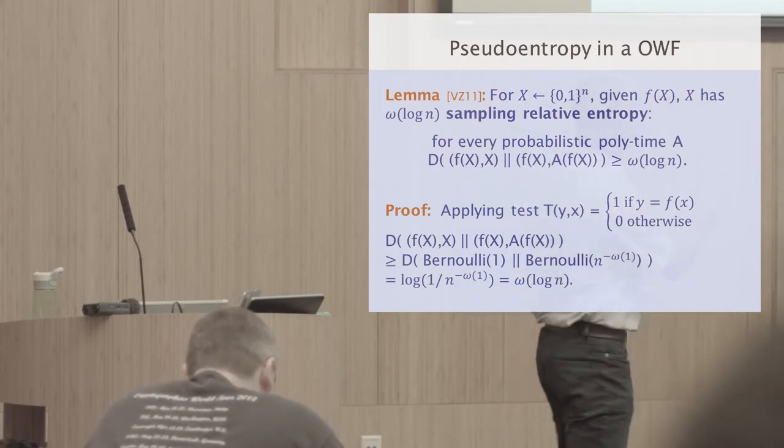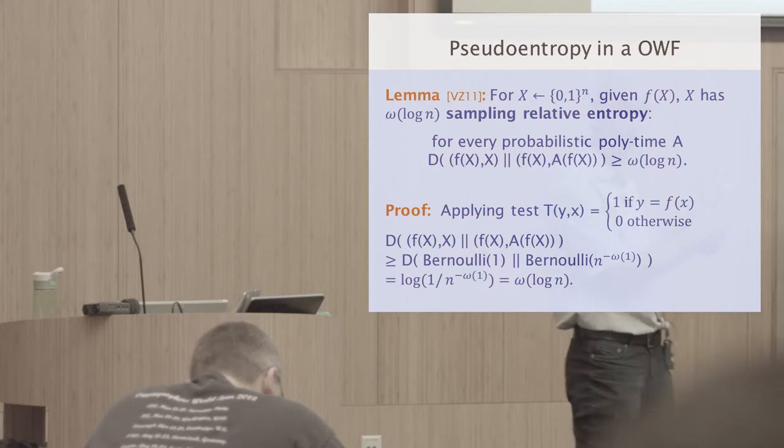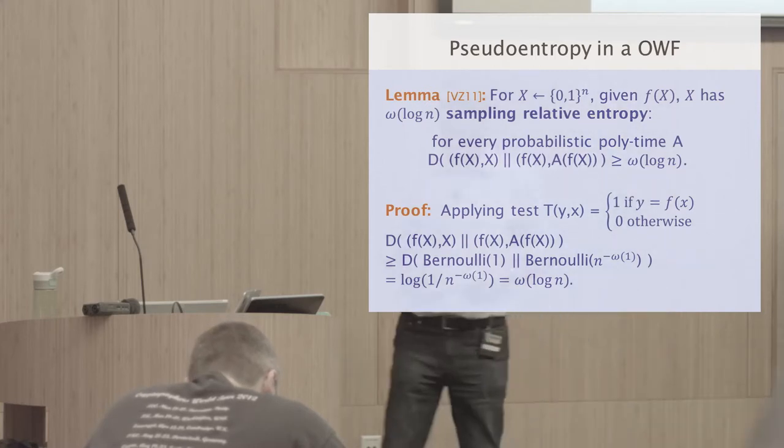All right, so the reason we can't just use it right away is that our x is not short, the n-bit input to the one-way function.